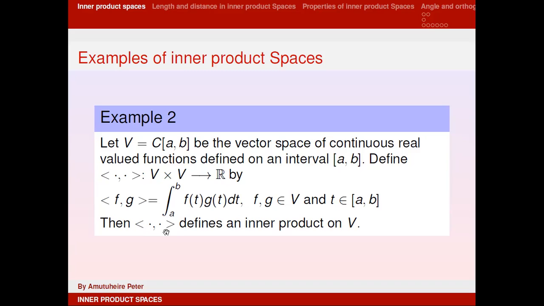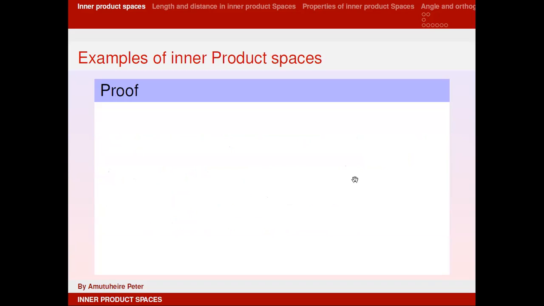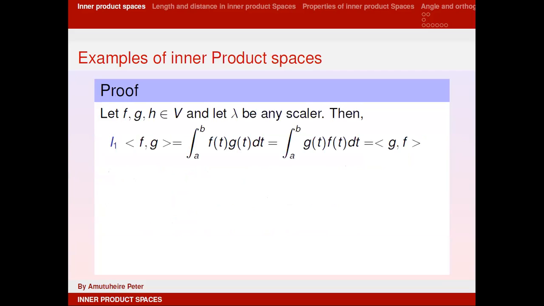We are saying that this function defines an inner product on this vector space of all continuous functions defined on a given interval. Likewise, we start with I1. Let f, g, h be three functions in our space. Remember, V is the space of all continuous functions, so f, g, h are continuous functions, and lambda is a scalar. Then we check the symmetry property.